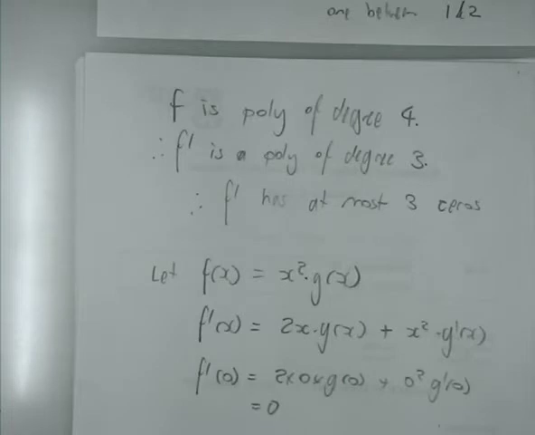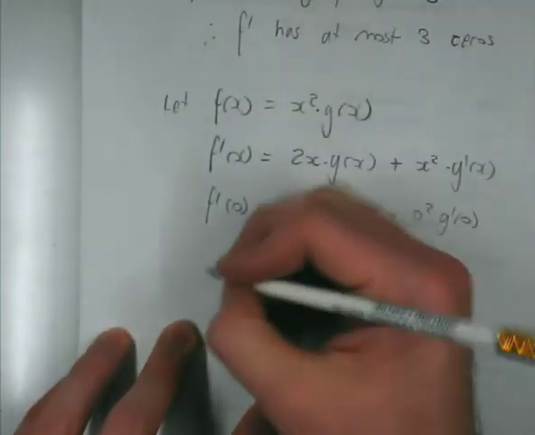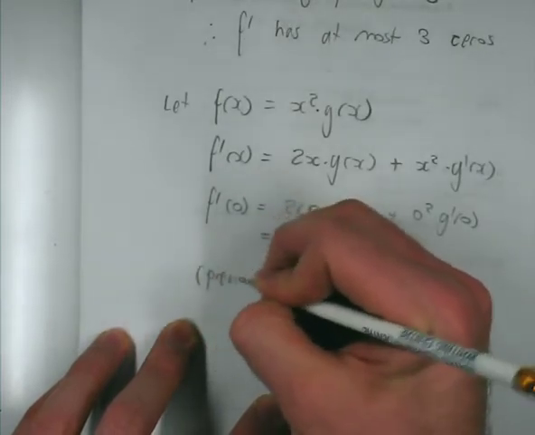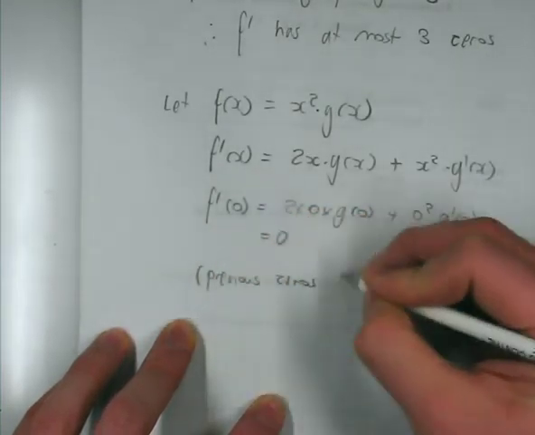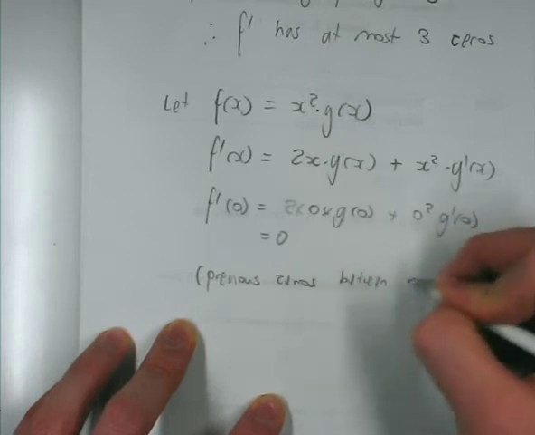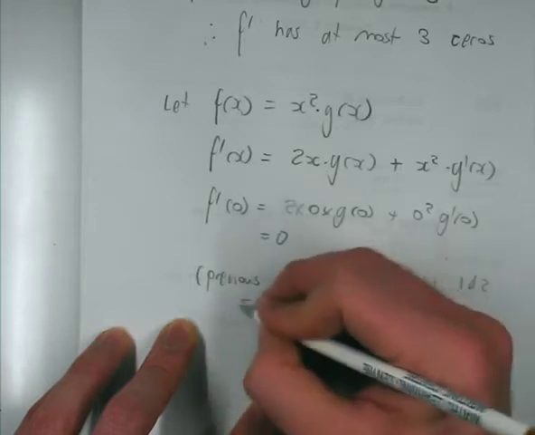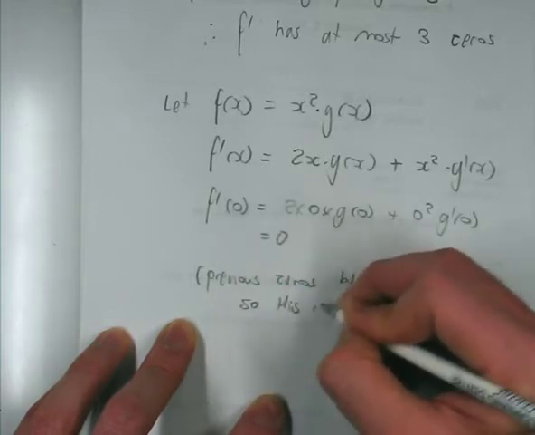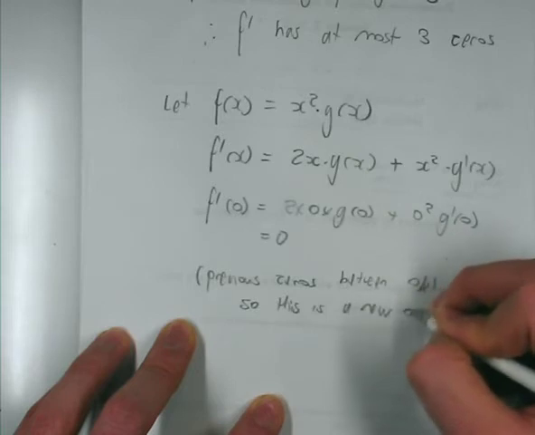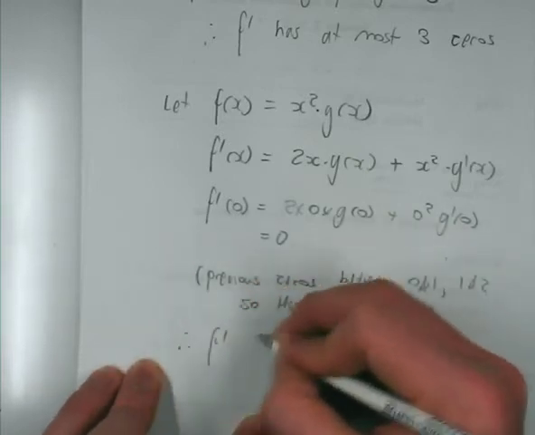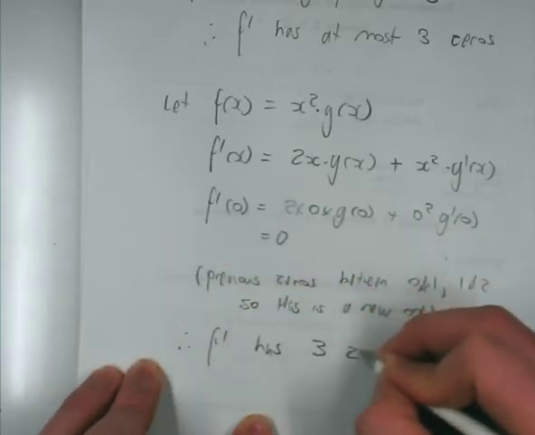So I've found another zero of f dashed. I know it's different to the ones I had before because there was a zero between 0 and 1, and since it's strictly between 0 and 1, there's a zero that's not equal to 0. So the previous zeros were between 0 and 1 and 1 and 2. So this is a new one. So therefore f dashed has 3 zeros.